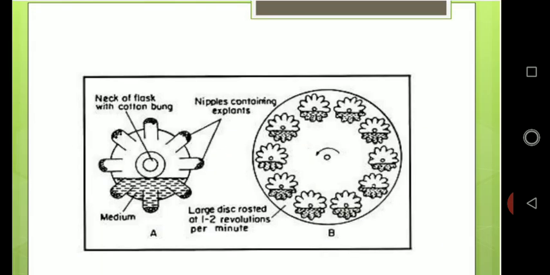Now, if we look at this diagram, there are 1, 2, 3, 4, 5, 6, 7, 8, 9, 10. There are around 10 nipple flasks which are mounted on a single big disc. Each nipple flask has media and plant cells. When these flasks rotate, the media inside that particular flask also rotates, and then the cells are gradually exposed to liquid condition and aeration condition. So this diagram is recommended.